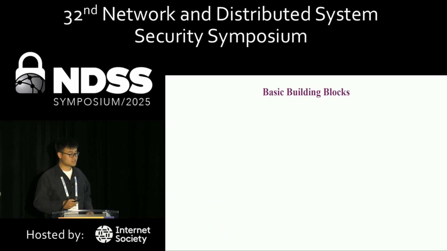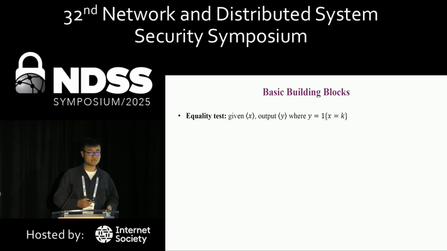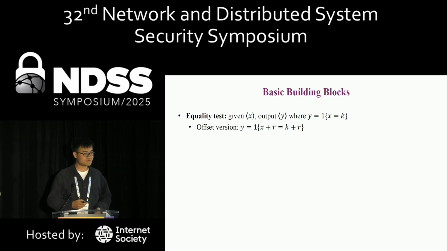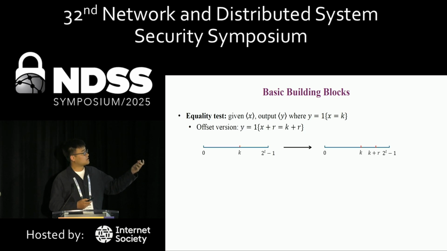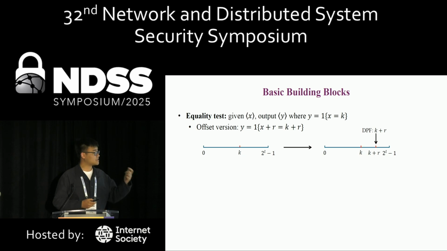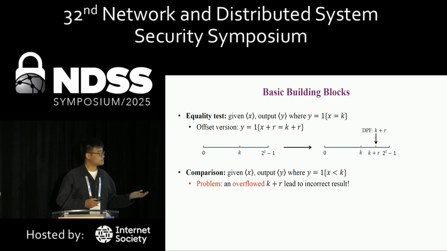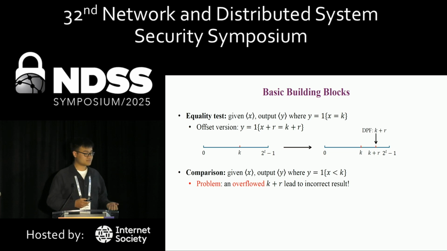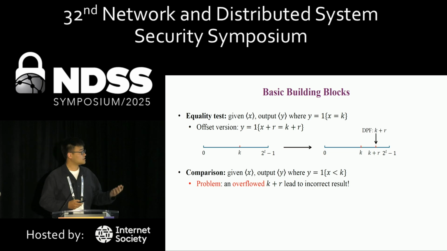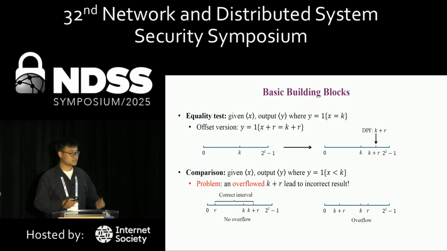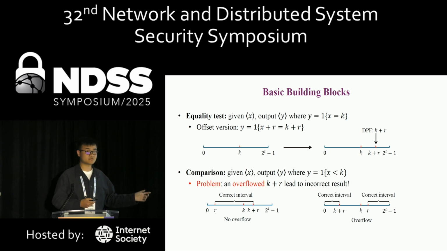So the next is the basic building blocks. The first is the equality test. The equality test is very simple due to its name, with its offset version. And here we just use one DPF invocation on k plus r, where r is a random mask. And for the comparison, we cannot use the same approach due to the integer comparison protocols. During this process, k plus r may overflow and lead to incorrect results. More particularly, there are conditions where one is overflow and the other is non-overflow. In the two cases, we have different correct intervals.